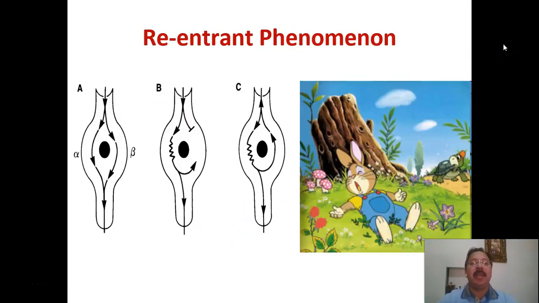Let's discuss the mechanism of reentrant phenomena or atrioventricular nodal reentrant phenomena. So the AV node is blessed with two types of fibers: the fast pathway, which is known as the beta fibers or beta pathway, and the slow fibers, which is known as the alpha pathway or alpha fibers. So the impulse normally originates from the atria and then it goes through the fast pathway or beta fibers before going to the ventricles. So this is the normal pathway.